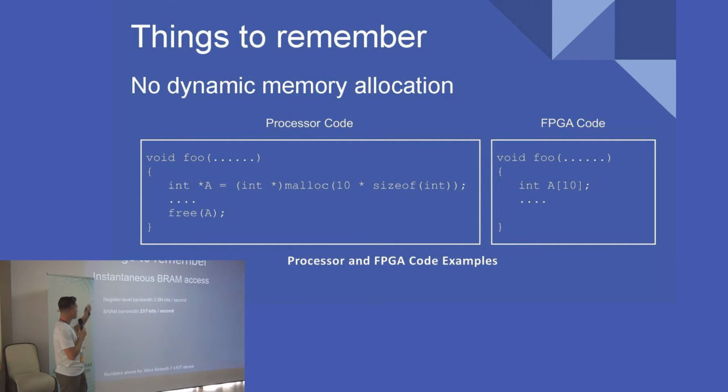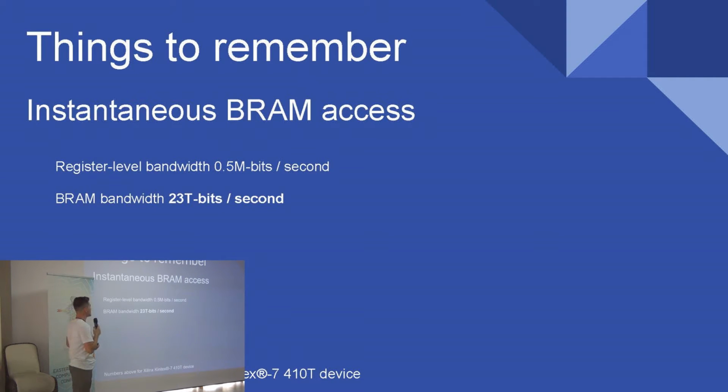And the second thing is very interesting. The block RAM in an FPGA is very fast. So how fast is it? It provides 23 terabits per second of bandwidth. Think of it.